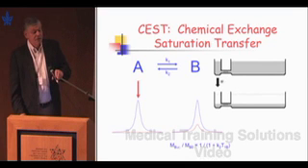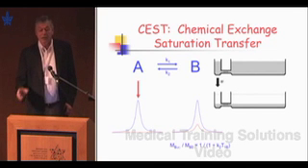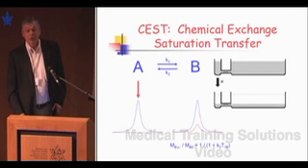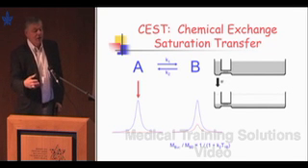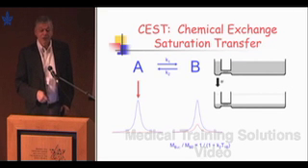So if you saturate this NH proton, and its exchange rate is in the right regime, and the T1s are favorable, then you'll see an amplification effect and a diminution in signal intensity of the water resonance. And so your image contrast, if you make an image, will reflect this exchange process.